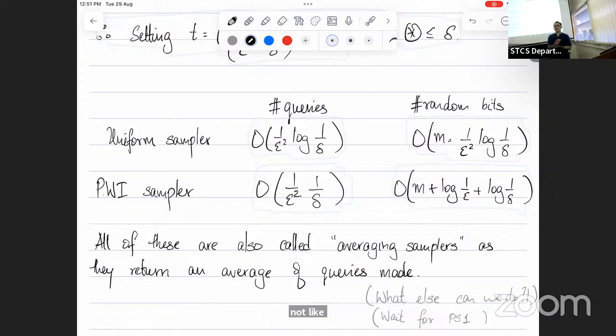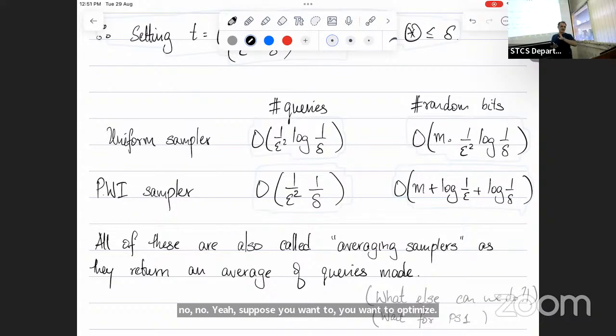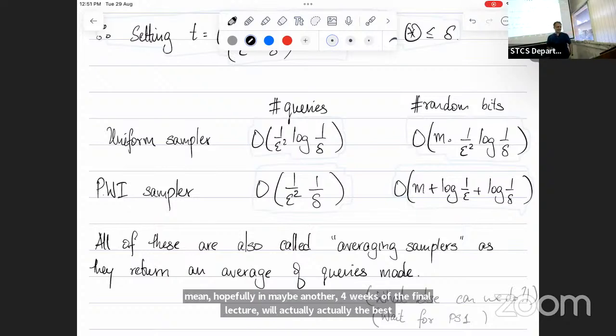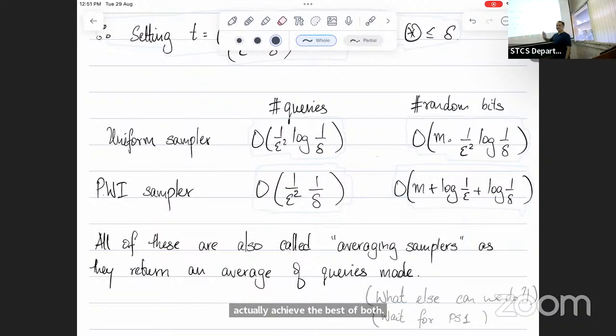Suppose you want to optimize over the number of random bits as well as the number of queries. Is there a trade-off? Hopefully in another 4 or 5 lectures, we'll actually achieve the best of both worlds. Once we see expanders and so on, we will see that you can get this many queries and this much randomness. That's something we will go towards.